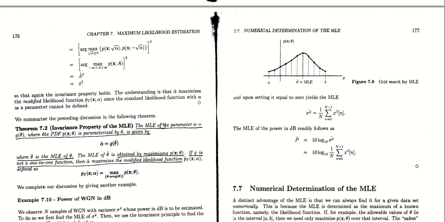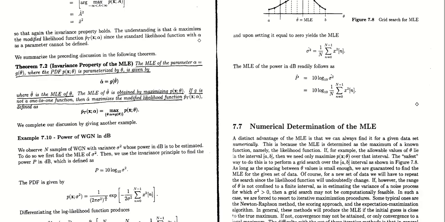Okay. So now we talk about the invariance property of MLE. The MLE of the parameter alpha equal to g of theta, where the PDF p(x; theta) is parameterized by theta, is given by alpha hat equal to g of theta hat, where theta hat is the MLE of theta.